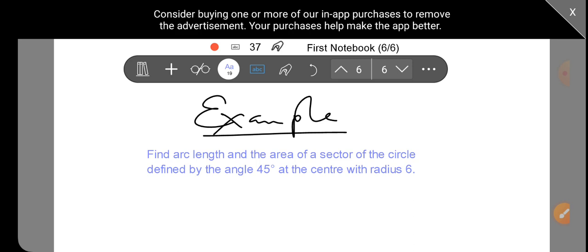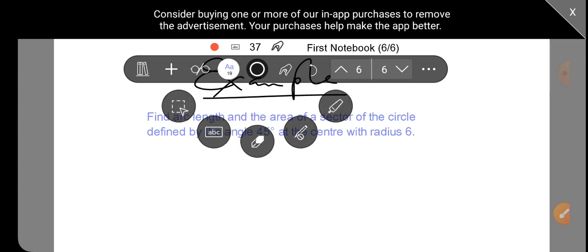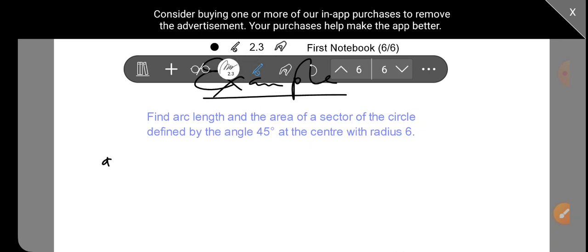So what you want to do is find two things. You want to find the arc length and the area of the sector. So A is we are finding the arc length. Remember, the arc length, we said, is equal to theta times r.